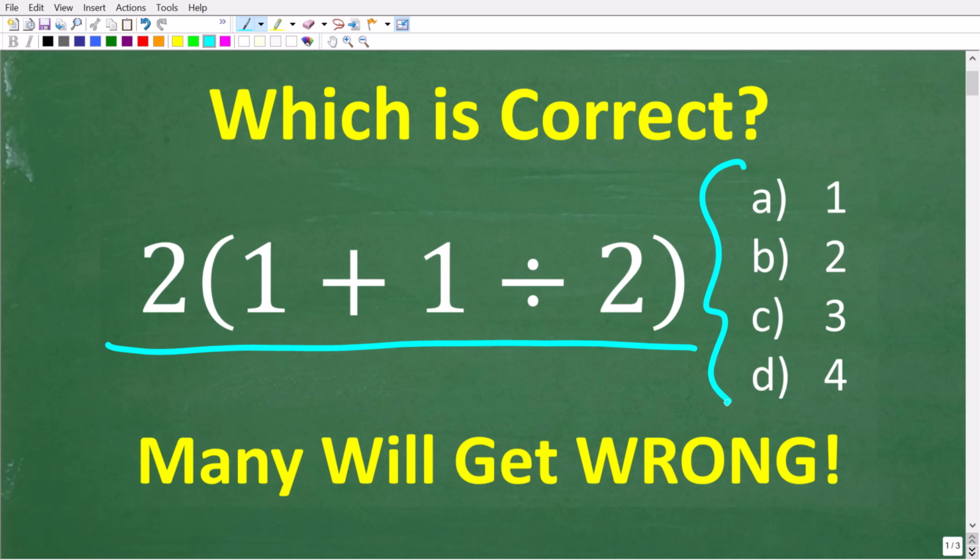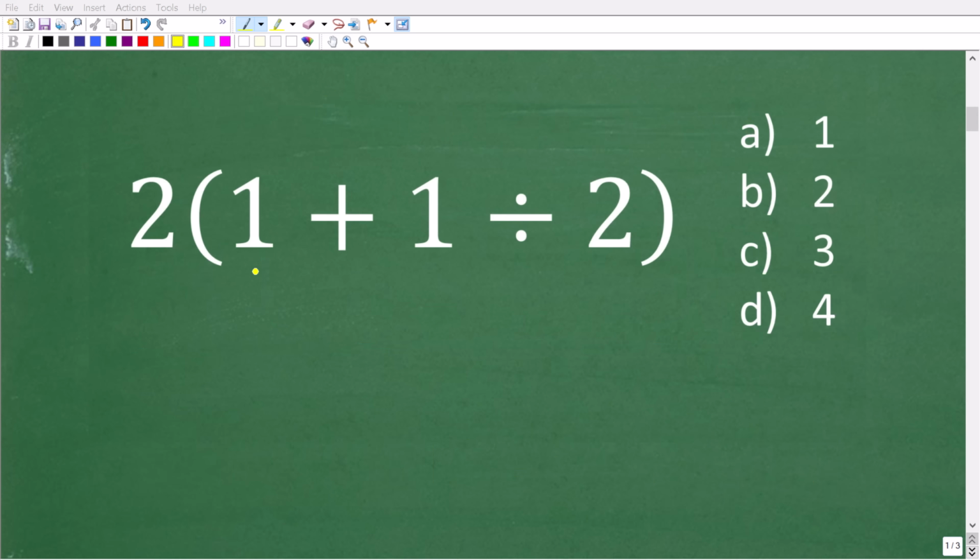But you don't want to rush this, because that's where a lot of people are going to make this very common mistake. All right, so we have 2 times parentheses, 1 plus 1 divided by 2, parentheses. And let's see how most people will approach this problem. Inside of the parentheses, we have 1 plus 1 divided by 2. And oftentimes, people will start with addition.